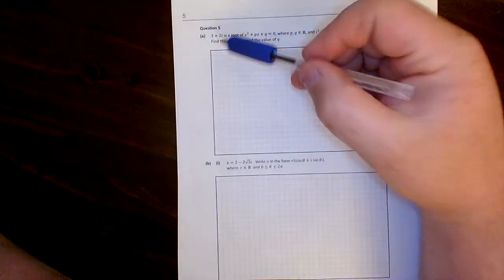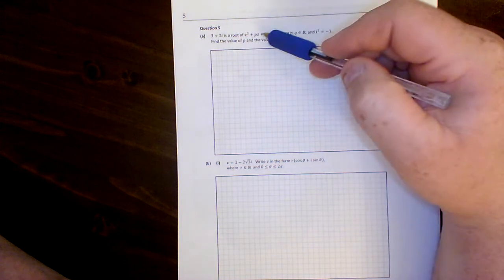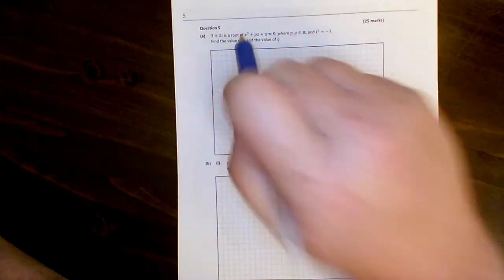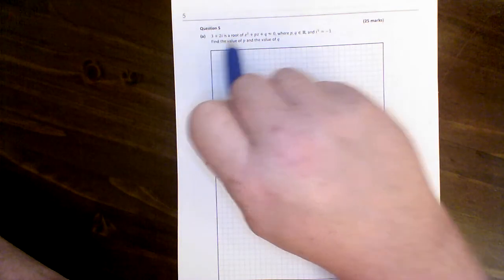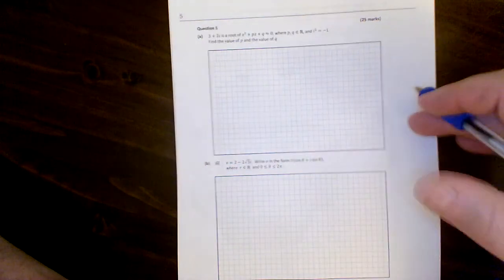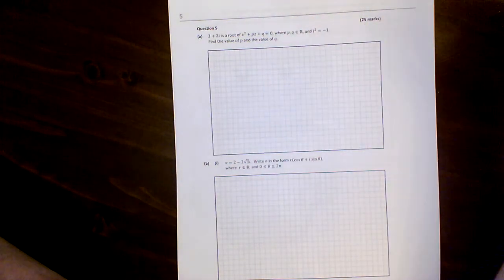Okay, I'm going to mention two here now. First of all, because it says it's a root, that means z is equal to that. If z is equal to that, you can sub it in and solve. That means replace your z everywhere you've got a z with 3 plus 2i, and eventually go as far as you can. When you go as far as you can, you let the reals equal the reals, the imaginaries equal the imaginaries. From that, you work out your value of p, your value of q.